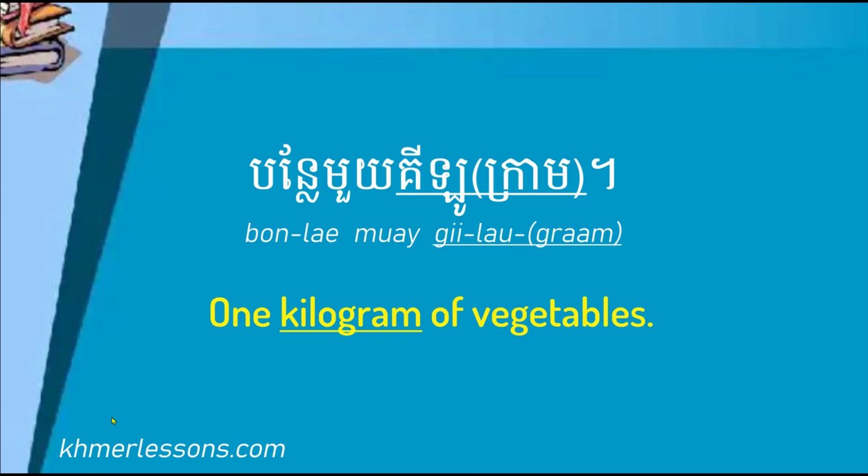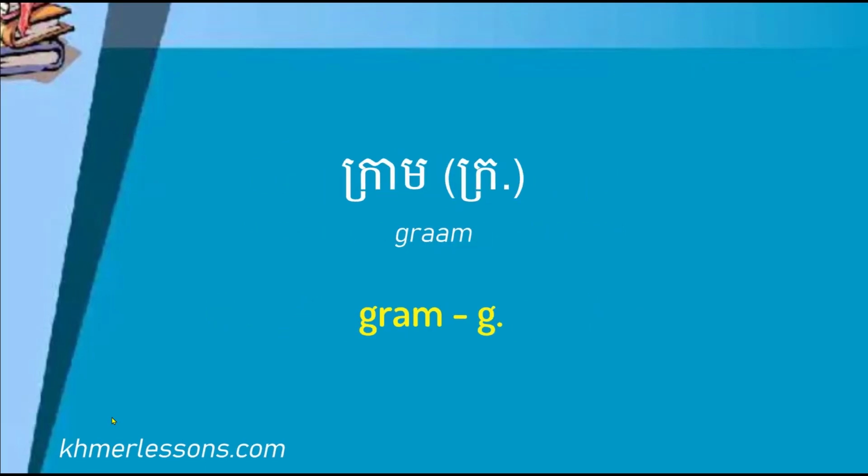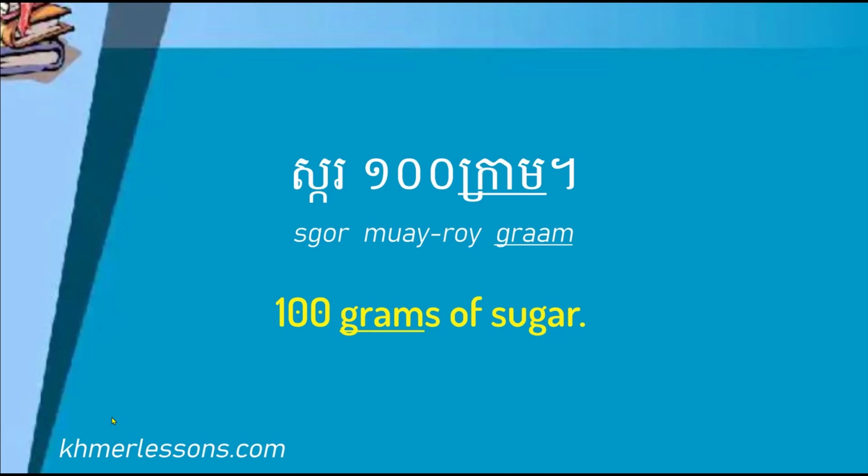Gram. In Khmer, you say gram. The shortcut word, as you see, is the shortcut of the word gram in Khmer. 100 grams of sugar. Skor muoy roy gram. Skor is sugar. So sugar 100 gram.